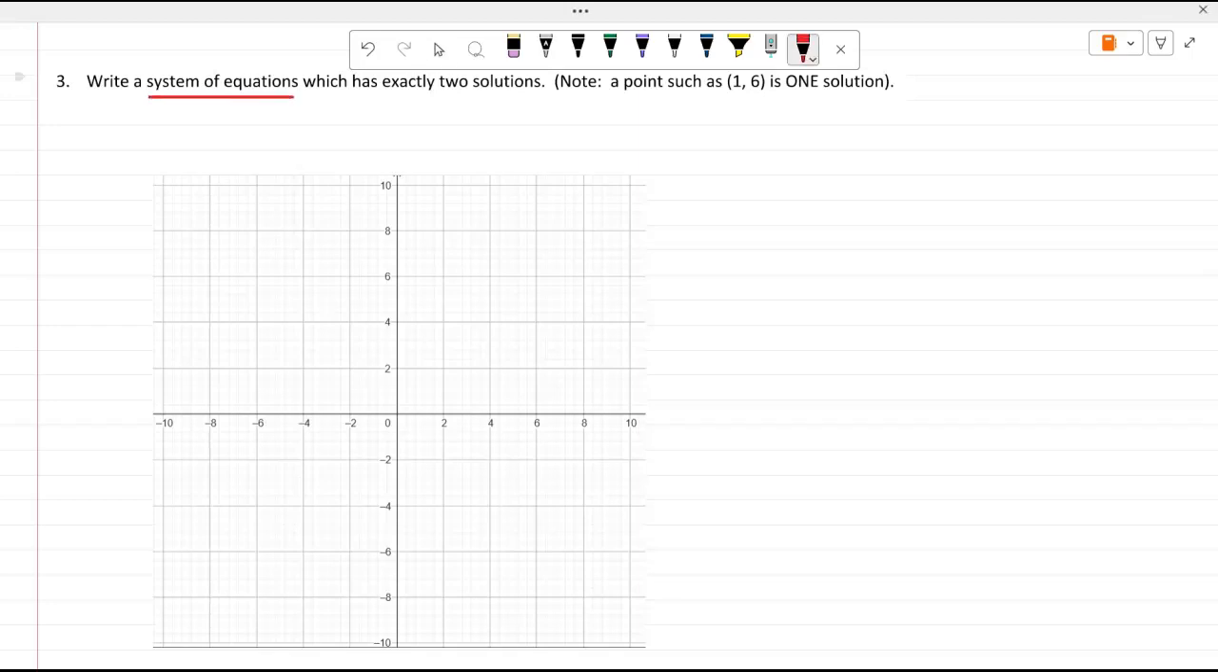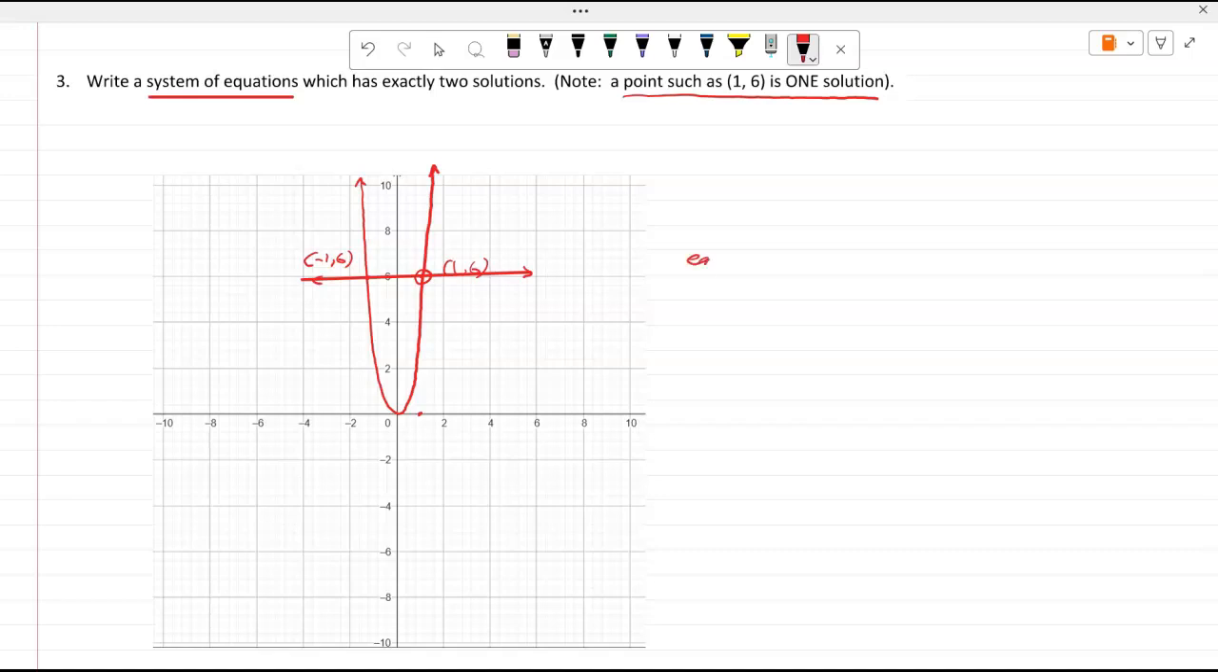They haven't specified the equation, so it can be any equation. Note a point such that (1, 6) is one solution. So they've given you a hint: you have (1, 6), which is one of the solutions. Now I can draw any parabola. Even y is equal to x squared would work. Then you can have a line meeting it twice, at (1, 6) and (-1, 6).